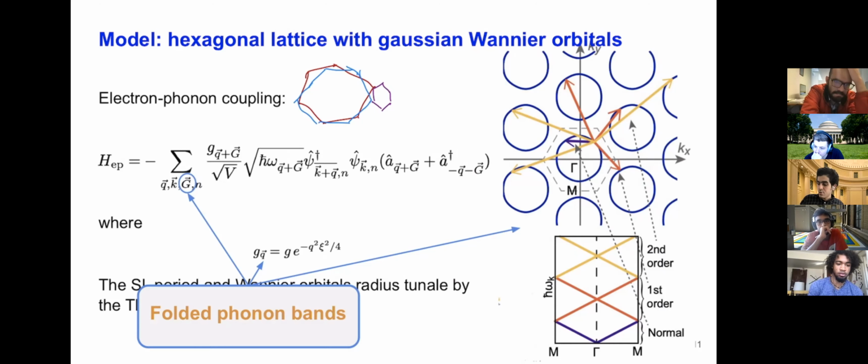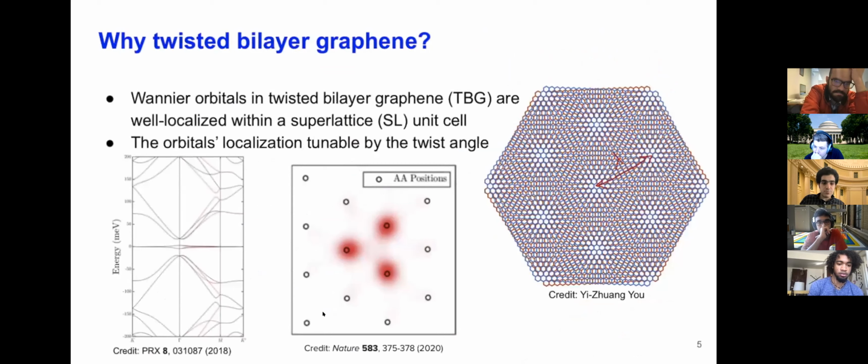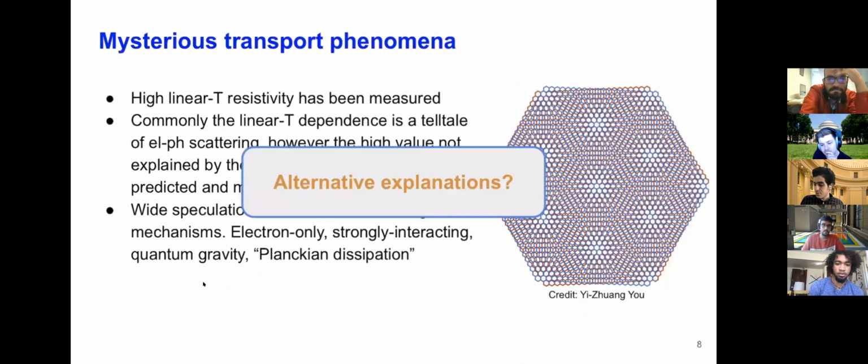If I go back, so why do I have this many bands for electrons? That is only because my original electron band has now been folded back into this mini Brillouin zone that I described.